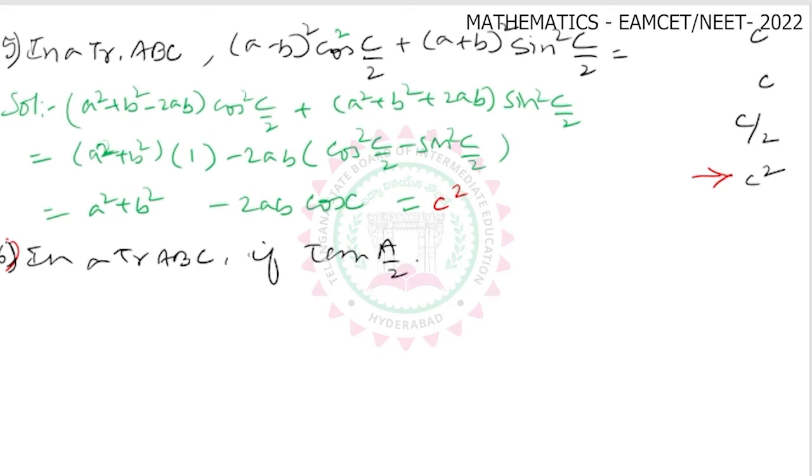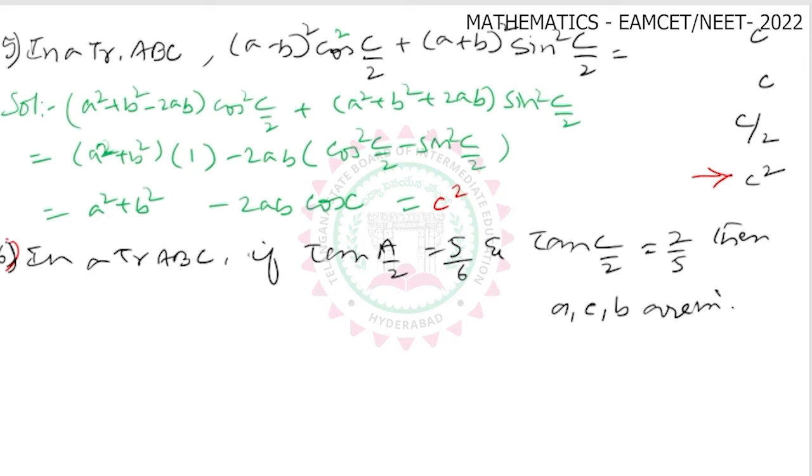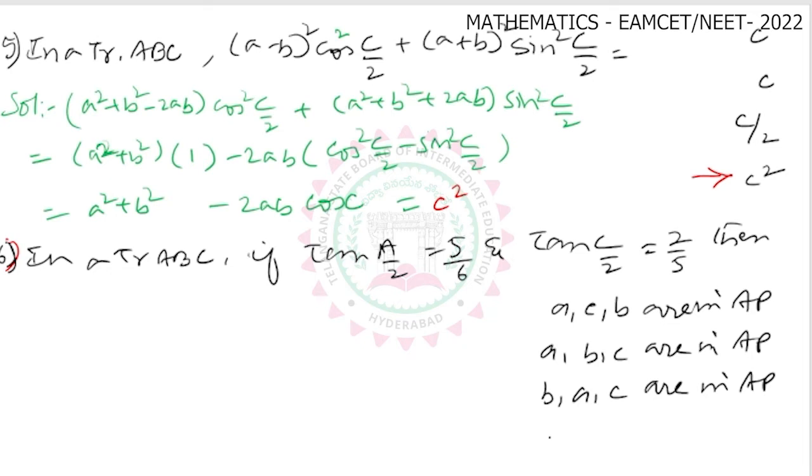Tan A by 2 is equal to 5 by 6 and tan C by 2 is equal to 2 by 5. Then the options are: first, A, C, B are in AP. Second, A, B, C are in AP. Third, B, A, C are in AP. Fourth, A, B, C are in GP, right?